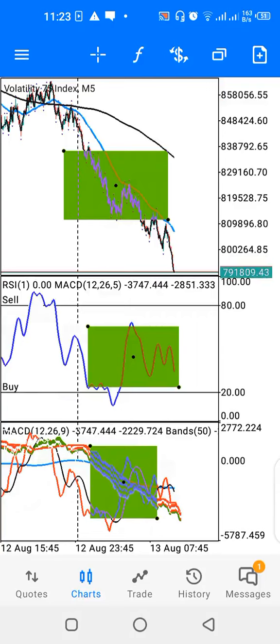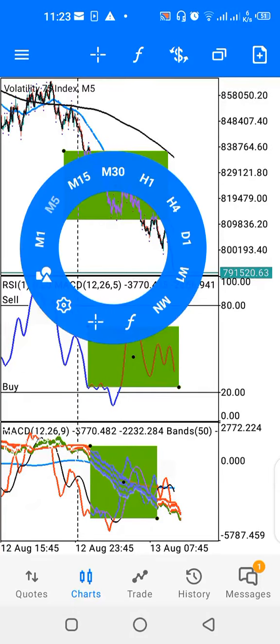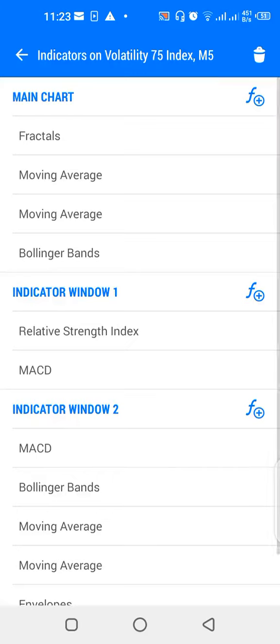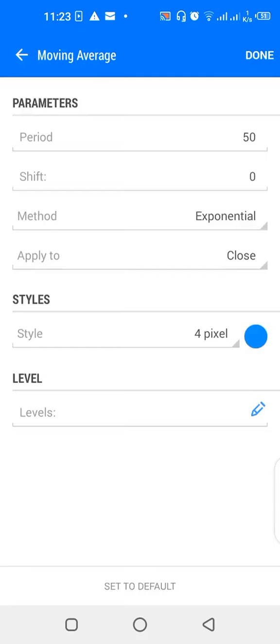So on the main window, I have some indicators. Let me go to the settings, the parameters. I have fractals. I have moving average, 50 period, exponential, color is blue. And I have another moving average. Period is 240, method is simple, apply to close, color is black.